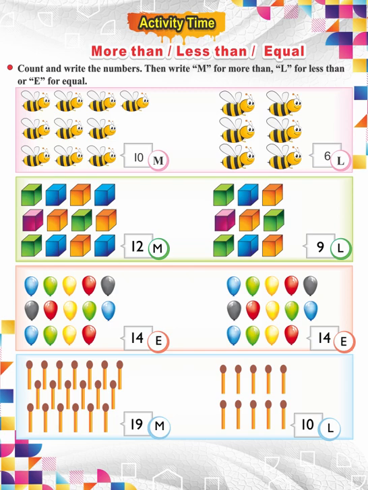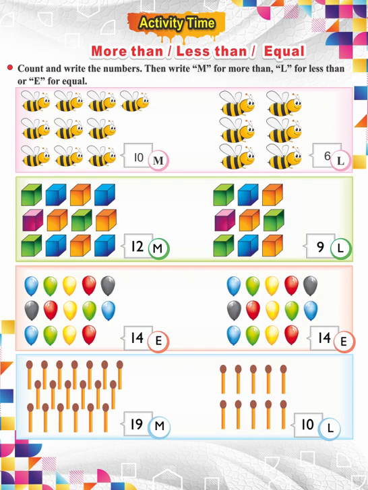Respectable teachers and parents, explain the concept of equal, more than, and less than to the children, giving simple examples from the children's immediate surroundings. Tell them that equal means equal in number. Tell them that more than means one of the two objects or sets of objects is greater in number. Tell them that lesser than means one of the two objects or sets of objects is smaller or lesser in number.